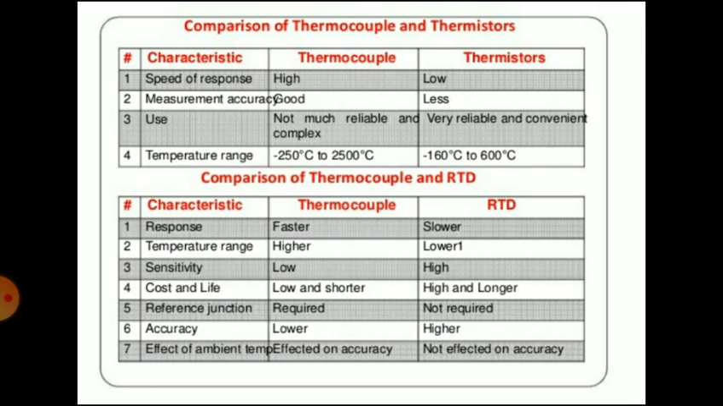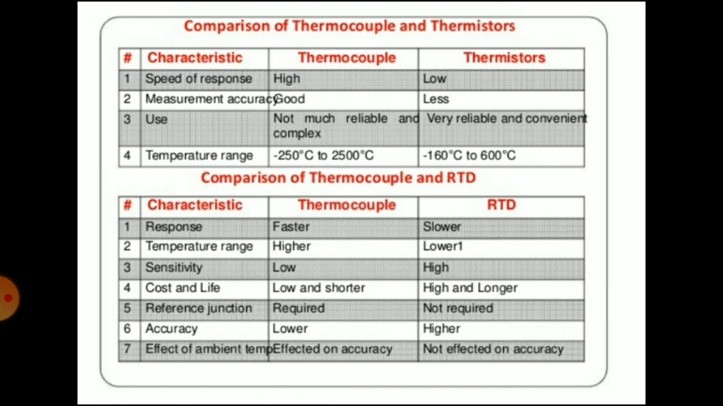So you can see the comparison of thermocouple and thermistor at the top. Speed of response in the case of thermocouple is high and for thermistor it is low. Then measurement accuracy, thermocouple is good and thermistor is less. Then temperature ranges are given.